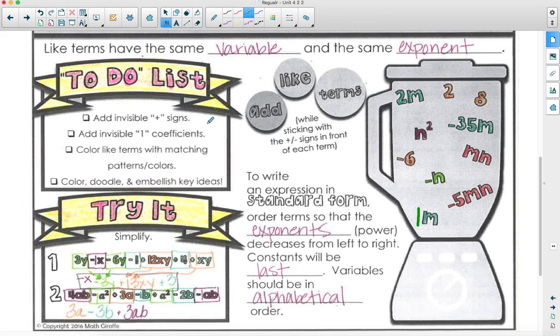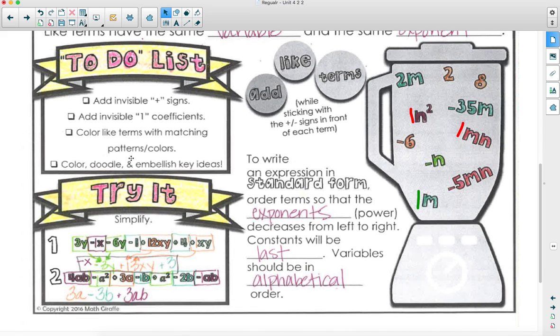Add invisible plus signs. I'm going to show you that in just a second. Add invisible ones as your coefficients. So they're saying that if you have just a variable, put a 1 in front of it. Okay, put a 1 in front of it. So that way you know that there's one of them. Okay, then you can go ahead and color any like terms that are matching with the same patterns or colors.